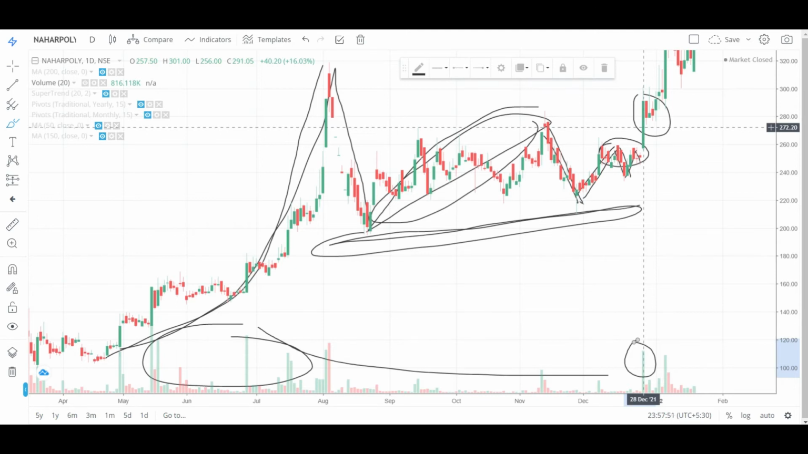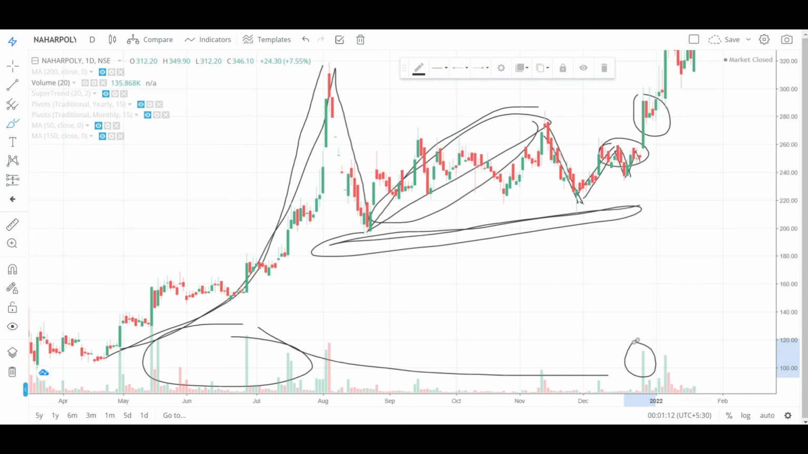So the VCP, as we discussed, has 4 criteria. First, there should be an up move, then the stock should go sideways, and during that sideways period we should have 3-4 or 2-3 contractions, and the volume should decrease from left to right gradually. So these 4 are the key characteristics of VCP.